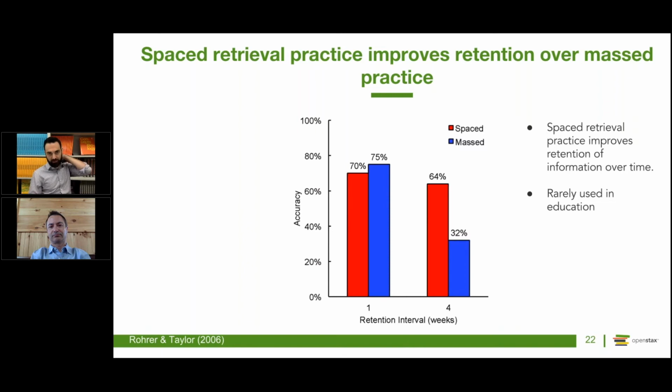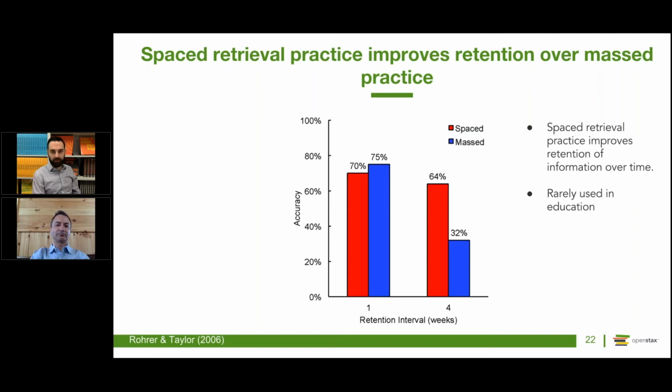And here we're just plotting accuracy on that assessment. After 1 week, students in the massed condition had a slight advantage over students in the spaced condition. This is not that meaningful of a difference here. However, after a 4-week retention interval, here we see a big difference. The spaced condition is actually performing twice as good as the massed practice condition. And so we see that when you engage in spaced retrieval practice, it improves long-term retention over time. So you might not see those effects immediately, but if you wait a little bit, now students are retaining that information a lot longer.